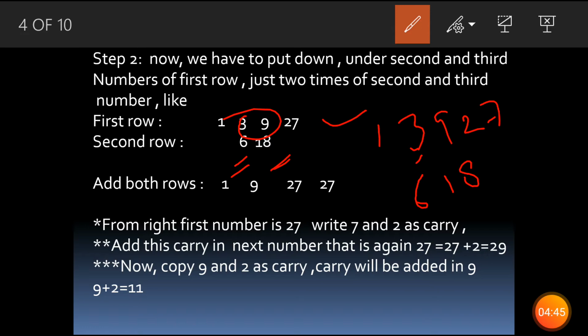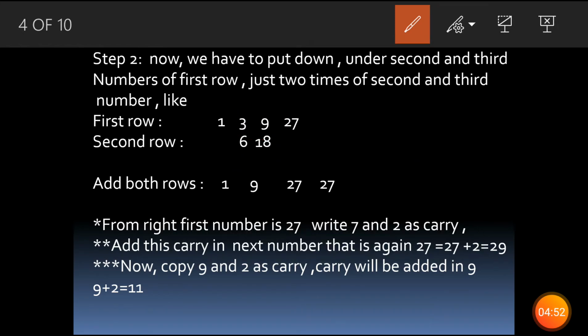Okay, now you add first and second row. So what will you get? Below 27 there is nothing. Just pay attention. Below 27 there is nothing, so we are going to copy it as it is. Below 9 there is 18, so 9 plus 18 will become 27. Below 3 there is 6, so 6 plus 3 is 9, and below 1 there is nothing, therefore we are going to copy it as it is. So after addition we got 1, 9, 27 and 27.